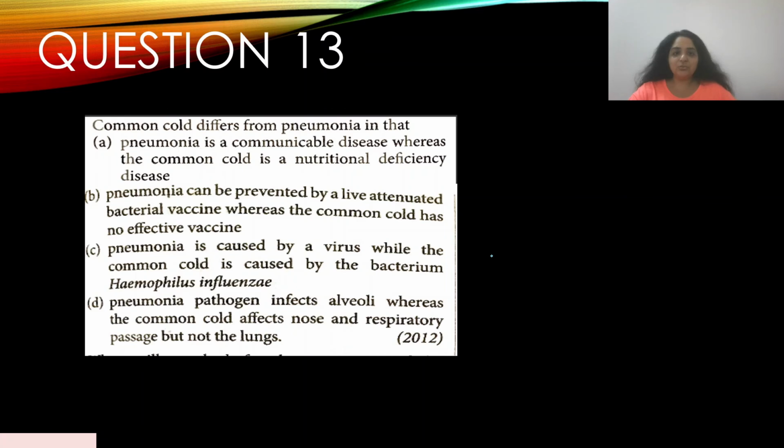Common cold differs from pneumonia in that, and this appeared in 2012. A, pneumonia is a communicable disease, whereas the common cold is a nutritional deficiency disease. No, that's incorrect. B, pneumonia can be prevented by a live attenuated bacterial vaccine, whereas the common cold has no effective vaccine. No, that's incorrect. C, pneumonia is caused by a virus, while the common cold is caused by the bacterium Haemophilus influenzae. No, that's incorrect. D, pneumonia pathogen infects alveoli, whereas the common cold affects nose and respiratory passage, but not the lungs. Yes, that is correct. The answer is D.